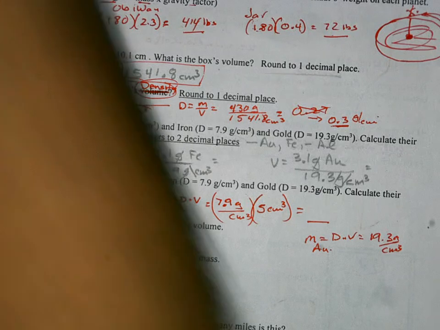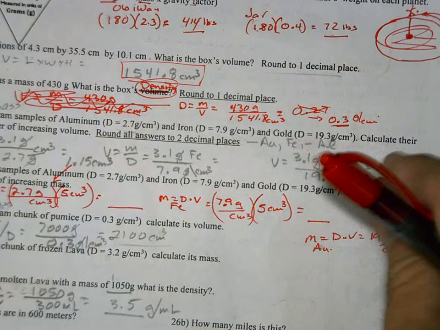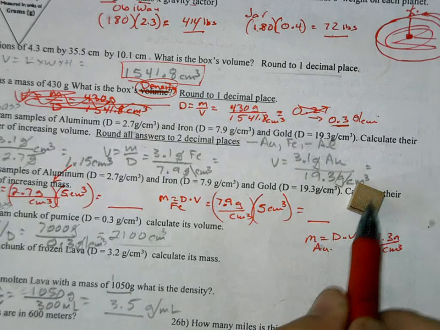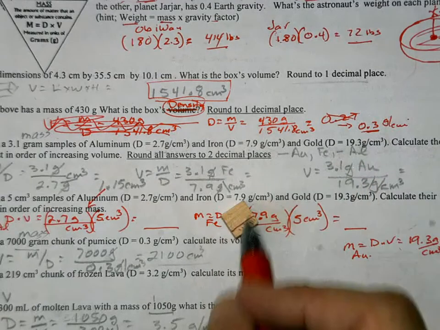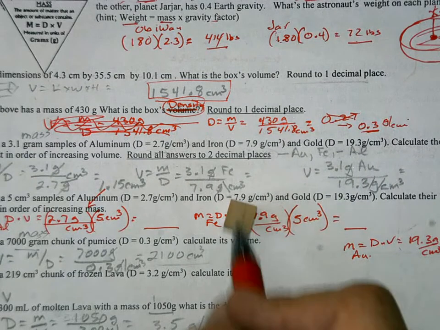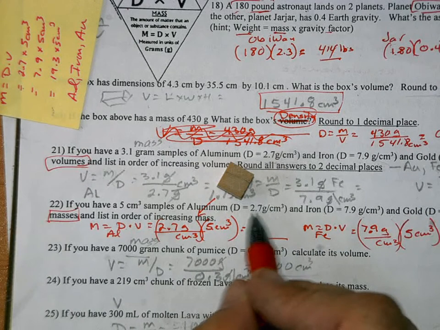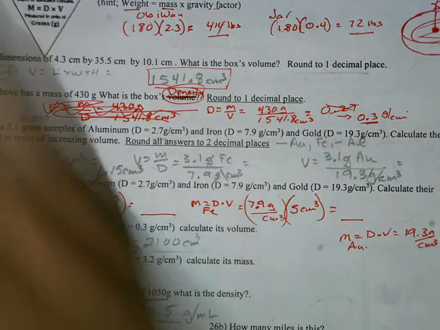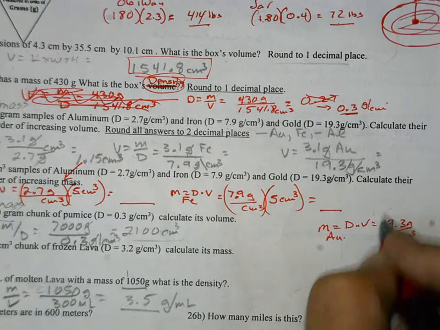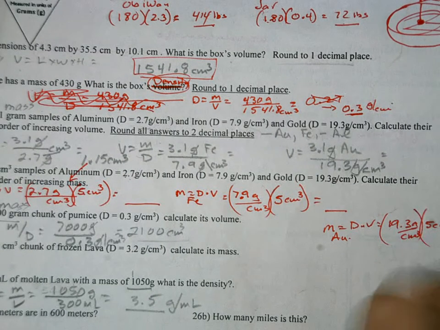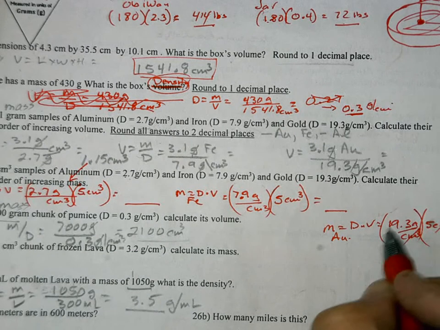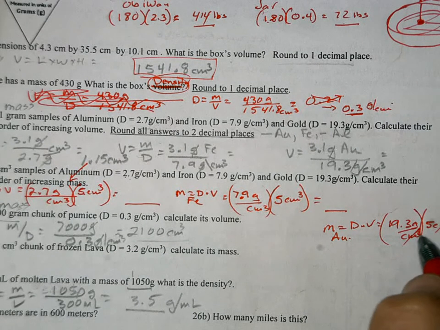Just to refresh your memory, that means if you had a cubic centimeter of gold this size, it would weigh 19.3 grams. The same volume of iron would only weigh 7.9. And if you had a cubic centimeter of aluminum, it would only weigh 2.7 grams. So density gives us an indication of how many atoms are packed into that area. So we've got 19.3, and we're multiplying it by the volume, which is 5 centimeters cubed. Those cancel out. Now this is almost 20. 20 times 5 is close to 100.